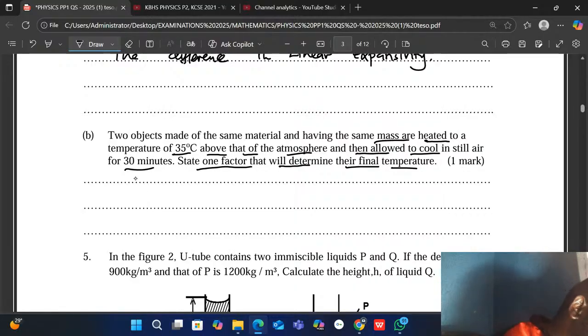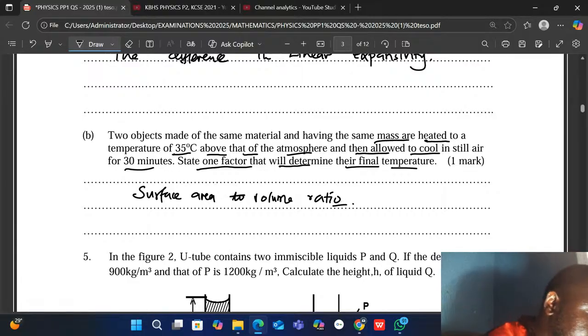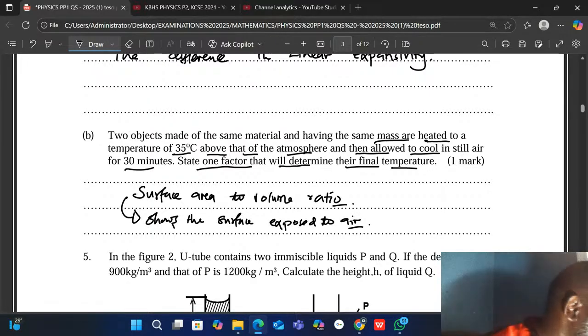So we can say the surface area to volume ratio. Now, why do we say so? Because the surface area to volume ratio shows the surface exposed to air, then it means that it is going to cool very fast.